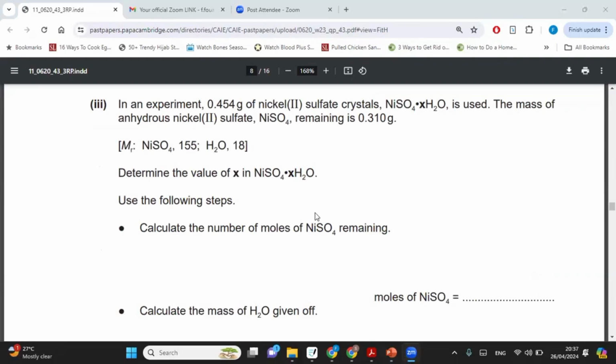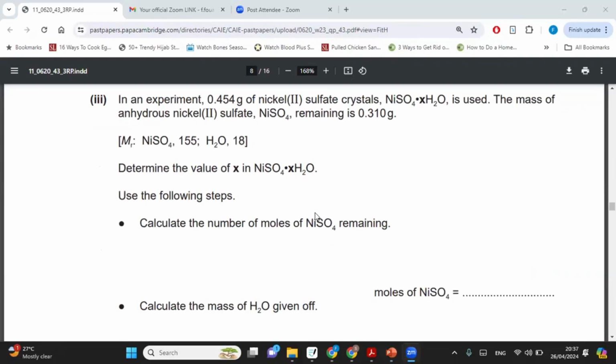Okay, this is our last question basically for today as well. This is a question that involves mole calculations and it involves finding the value of water of crystallization. If you take a look, this is the nickel sulfate salt, but it has water molecules attached to it. So this is a crystal. This is water of crystallization.